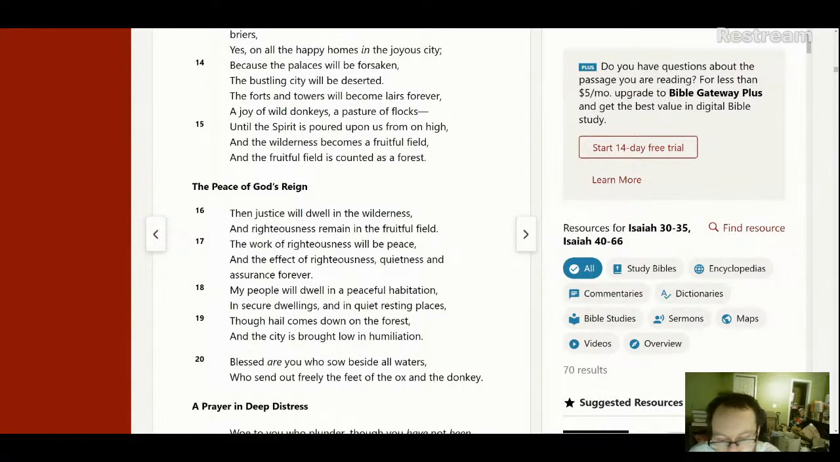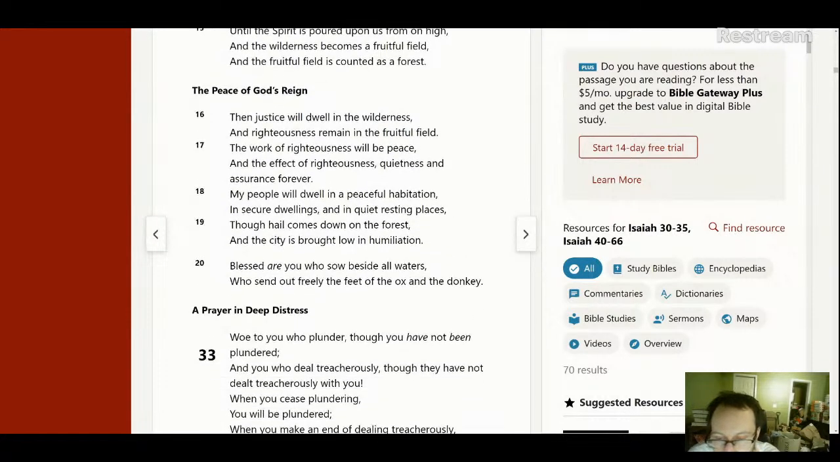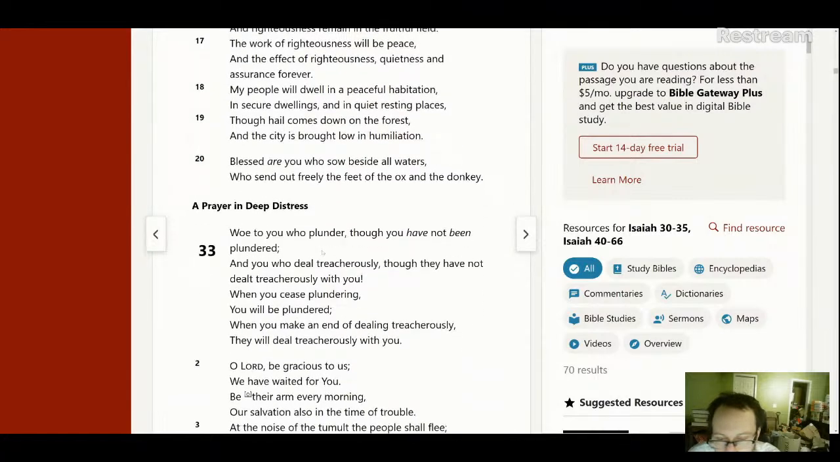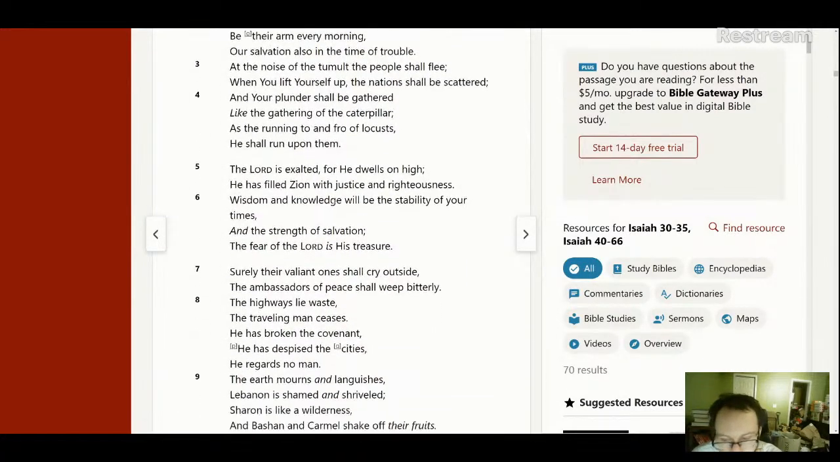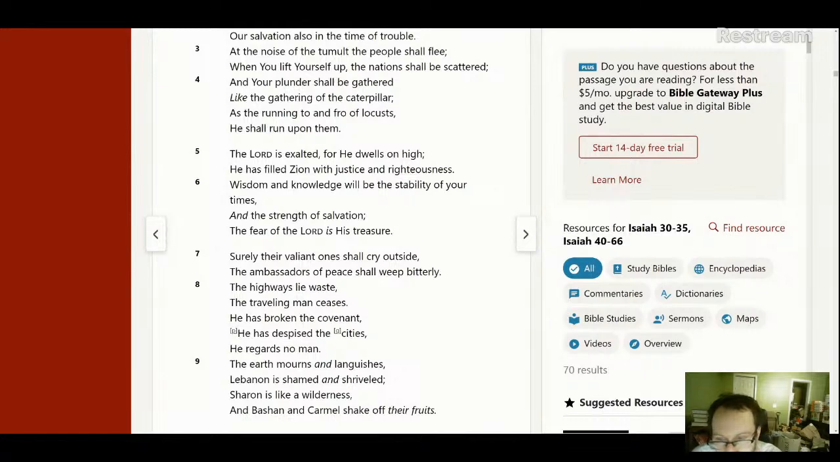My people will dwell in a peaceful habitation, in secure dwellings and in quiet resting places, though hail comes down on the forest and the city is brought low in humiliation. Okay, and then it says, woe to you who plunder, though you have not been plundered, and you who deal treacherously, though they have not dealt treacherously with you. When you cease plundering, you will be plundered. When you make an end of dealing treacherously, they will deal treacherously with you. The Lord is exalted, for he dwells on high. He has filled Zion with justice and righteousness.